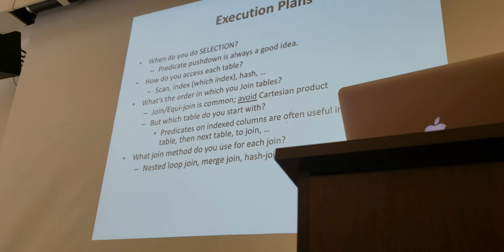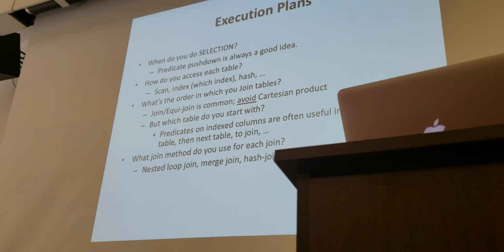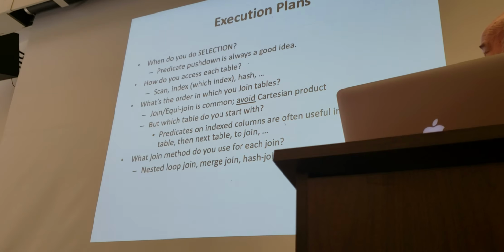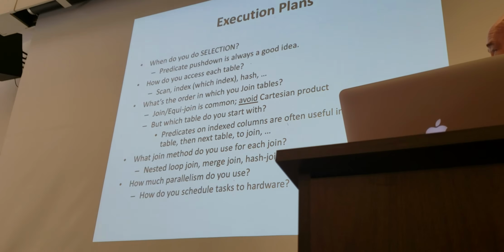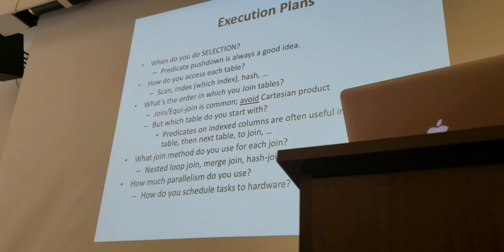There are lots of different ways that you can join tables together, find all the matching things. Again, I'm not going into it, but 3 of the most common ones are nested loop join, merge join, and hash join. 181 folks. And then there's parallelism and scheduling.